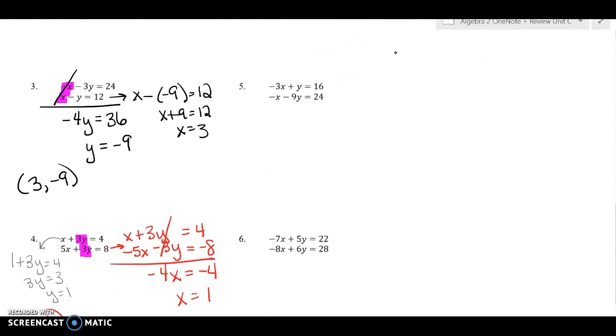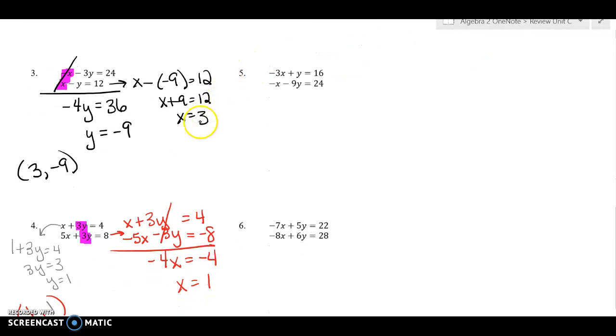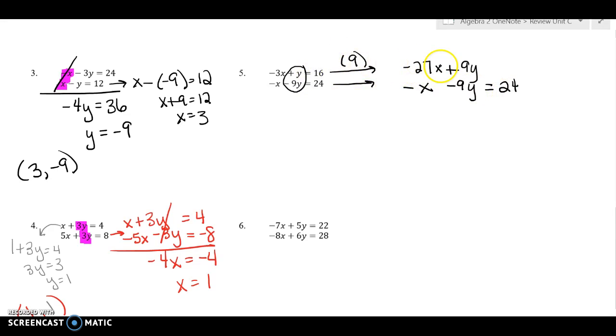All right, let's look at number 5. You have to decide what you want to get the same. I'm probably going to get these the same just because I have different signs. And so I'm going to have a positive 9y and a negative 9y. The second one, I didn't do anything. It was negative 9y, so I could just rewrite it. This top one, though, I'm going to have to multiply everything by 9 because I multiplied by 9. So 16 times 9 is 144. Okay, so I have different signs, so I can cross them off.